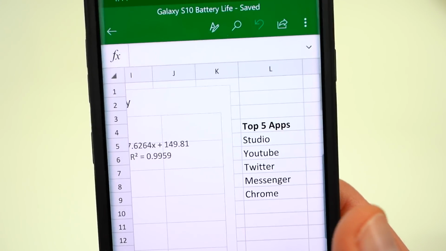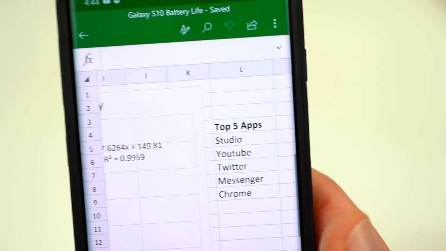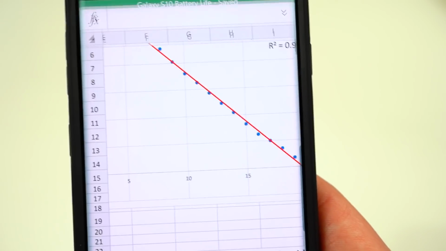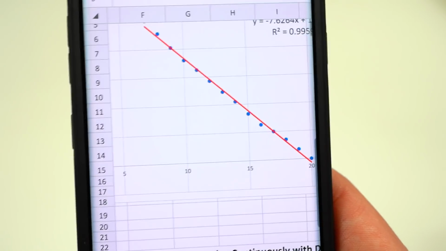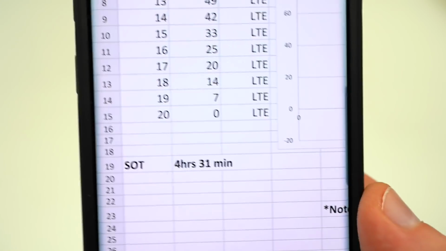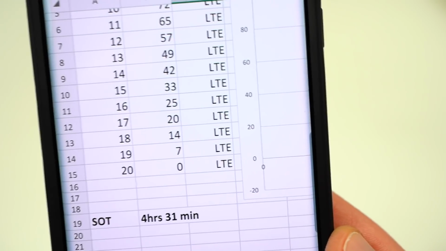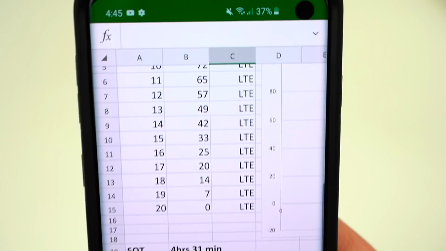The top 5 apps, I kept them relatively the same: YouTube Studio, YouTube, Twitter, Facebook Messenger Lite, and Chrome. Still using the always on display continuously with dark mode just to keep things consistent. And my screen on time with the LTE only was 4 hours and 31 minutes. So quite a bit different if your day consists of mostly using LTE.